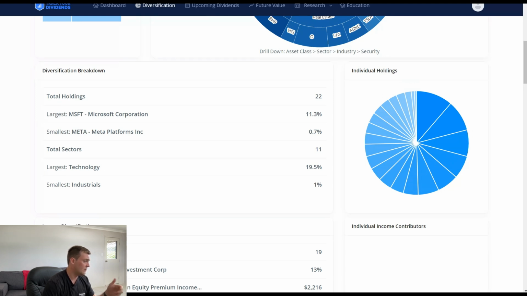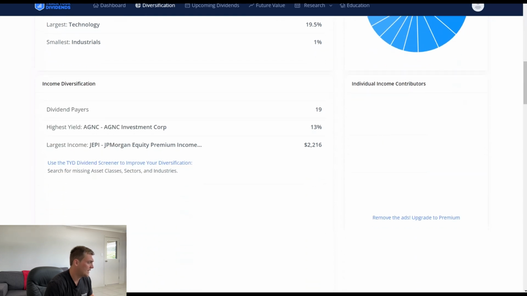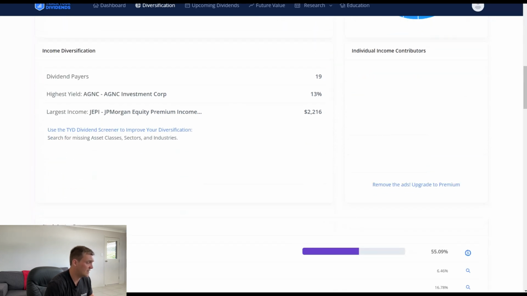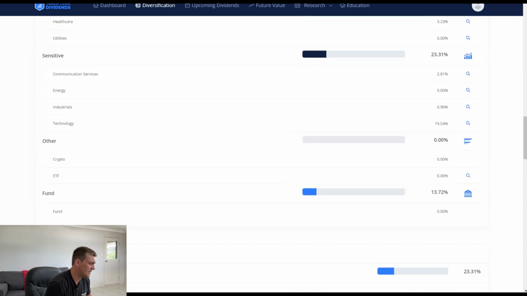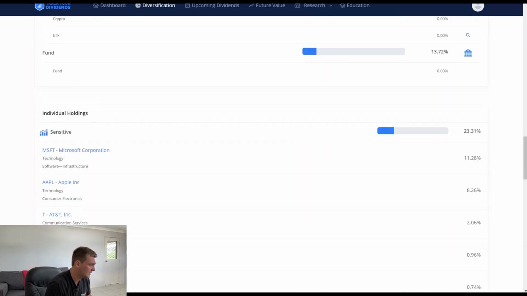And then here, my largest holding being Microsoft, 11%, and the smallest, total sectors. So my technology sector is 19.5%, and the smallest sector is industrials, being 1%. Income diversification, so it even tells you the dividend payers. I've got 19 dividend payers. The highest yield being AG&C, the largest income being JEPI, and every year they pay me just over $2,000, which is pretty cool. It's got the cyclical industries, the defensive, the sensitive, and then the fund, so all the ETFs.